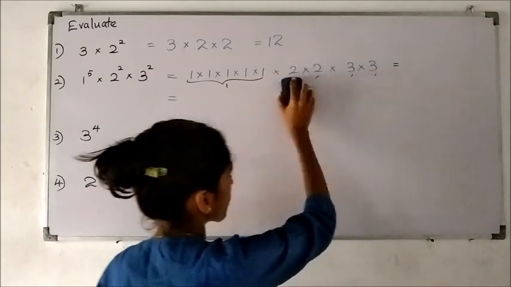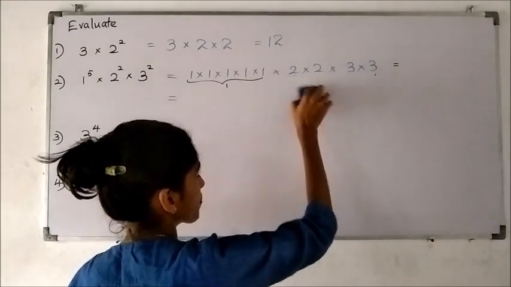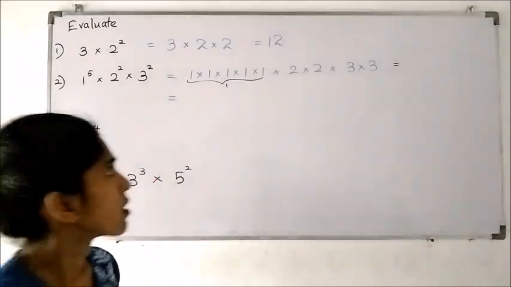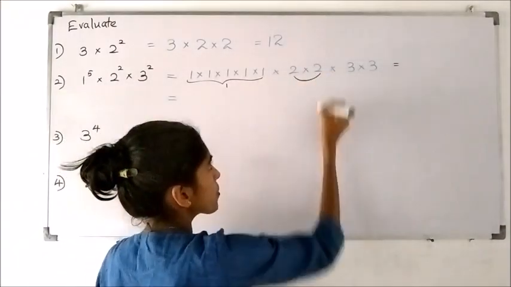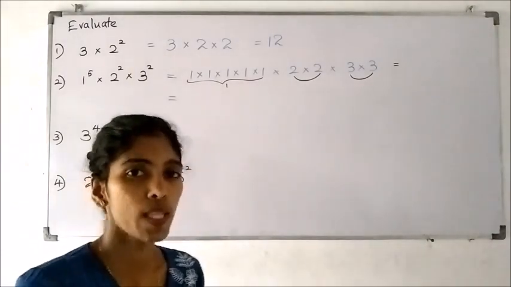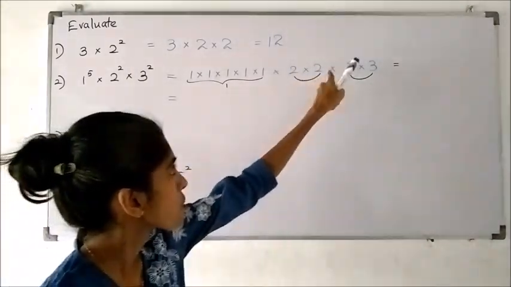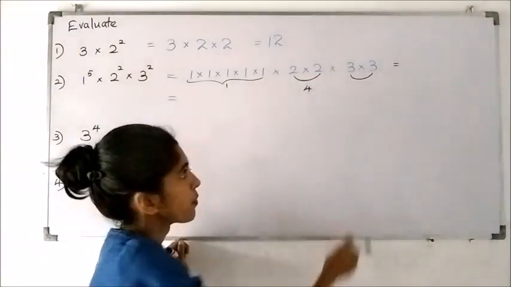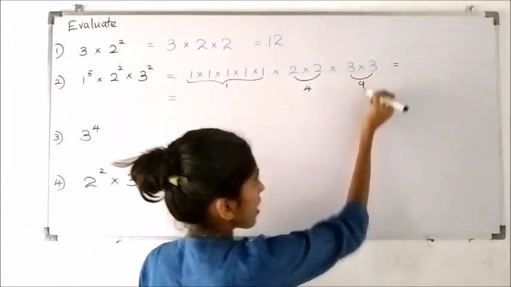What is that? See children, you see 2 separately, 3 separately. So I am multiplying those 2 separately. Okay. 2 times 2 is 4. So I join the line because I multiplied those 2. Then 3 times 3 is 9.